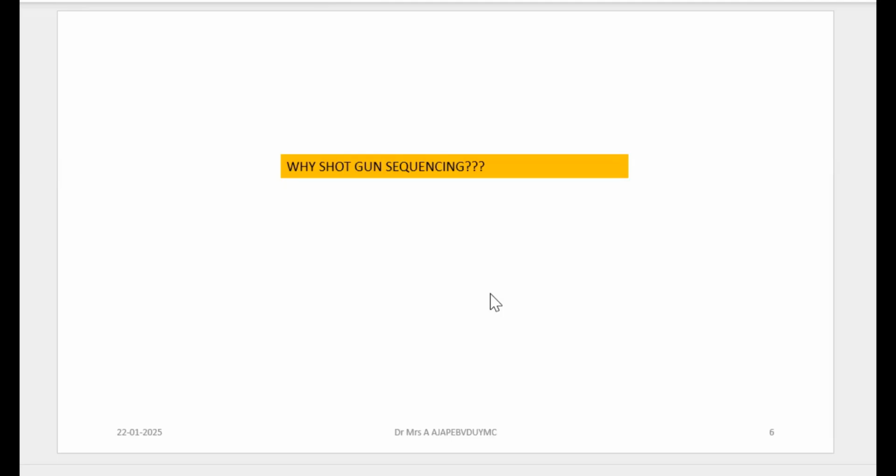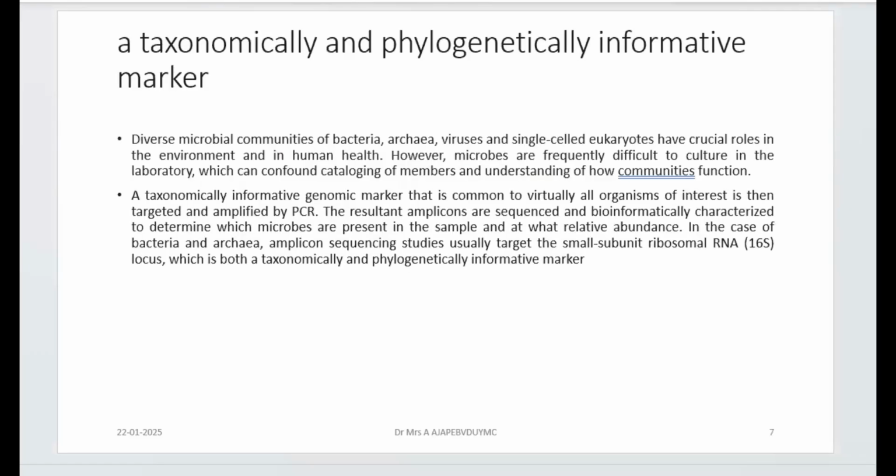Okay, now why go for shotgun sequencing when you are talking about a method like 16S rRNA sequencing, right? Phylogenetically and taxonomically very informative markers you have in 16S rRNA, for example. In fungi, you have ITS regions or 18S rRNA. We know that, right? So if such informative markers are available, then what is the need for the shotgun sequencing method? That is a question, right?